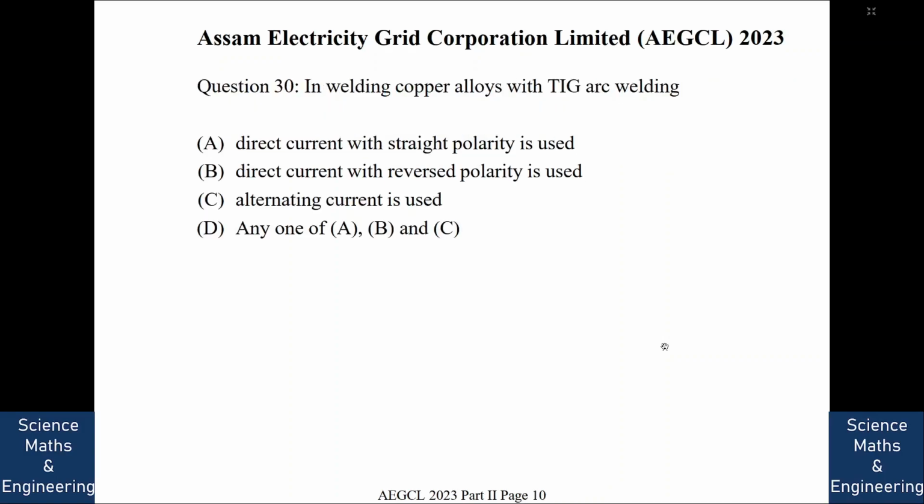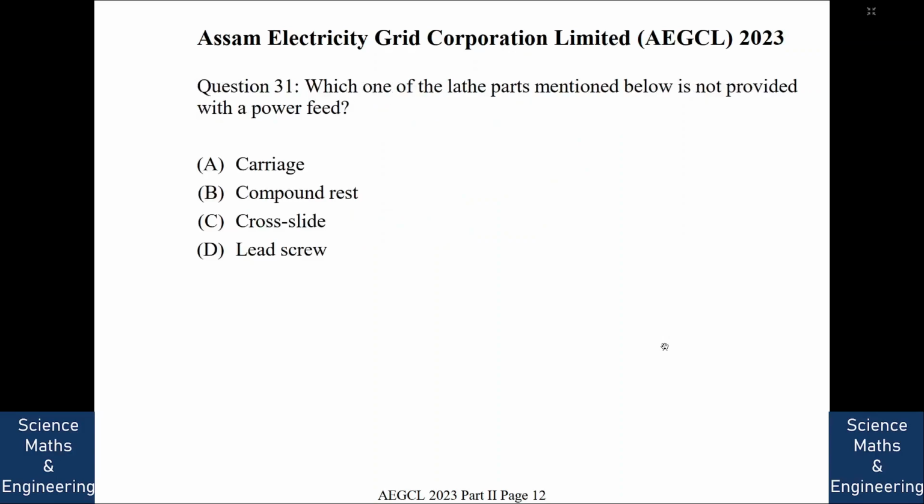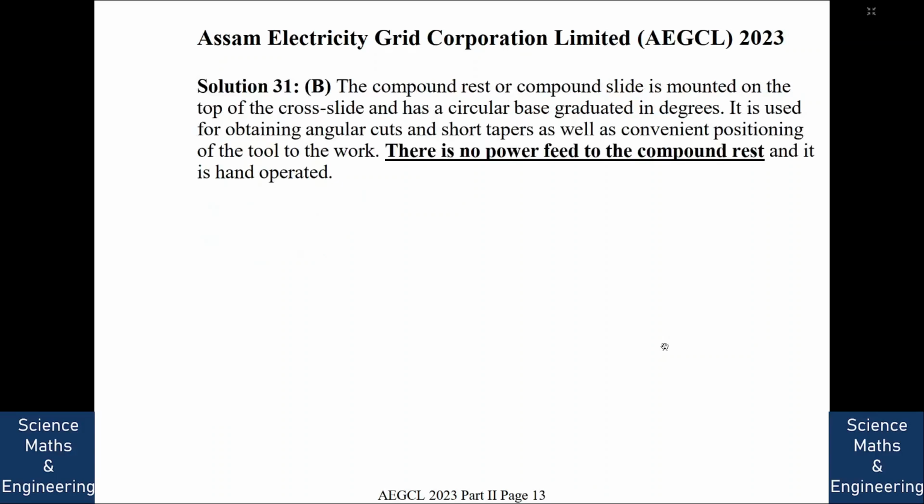In welding copper alloys with TIG, that is tungsten inert gas, arc welding, A, direct current with straight polarity is used, B, direct current with reverse polarity is used, C, alternating current is used, or any of them can be used. So the answer is direct current with straight polarity is used. Okay, so next, which one of the lathe parts mentioned below is not provided with a power feed? Whether it carries compound rest, cross slide, or lead screw. So the answer is the compound rest.